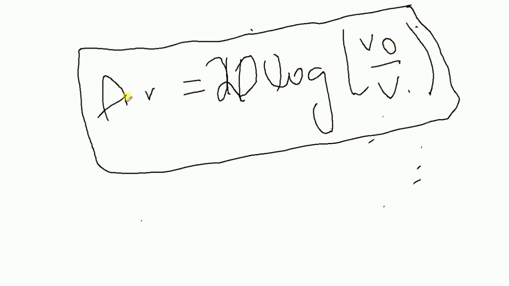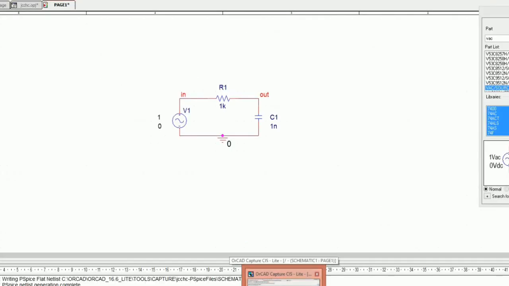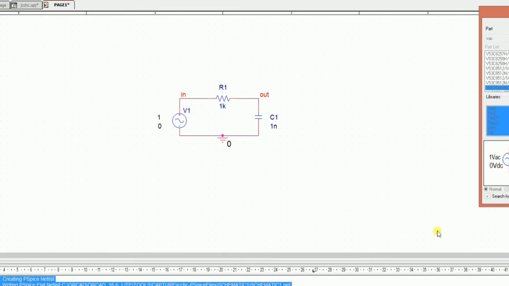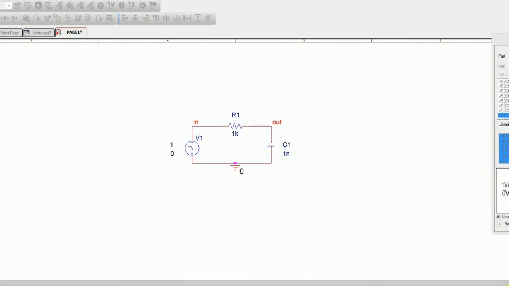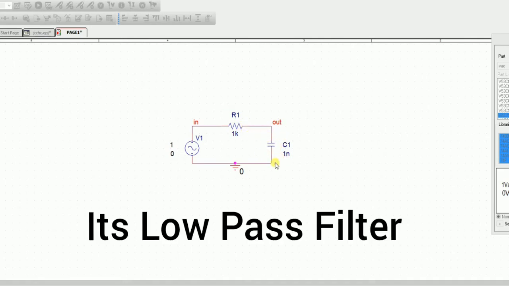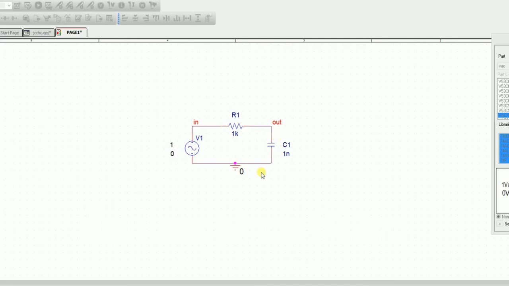So let's see this behavior on PSpice now. I have made that circuit on PSpice. The resistance is connected with a capacitor, an RC filter, and we are taking the output on C. It means it should be a high pass filter, sorry, a low pass filter. So let's see its outputs now.